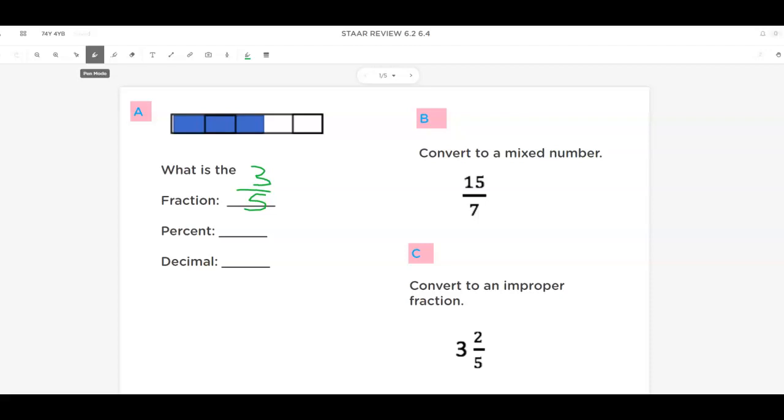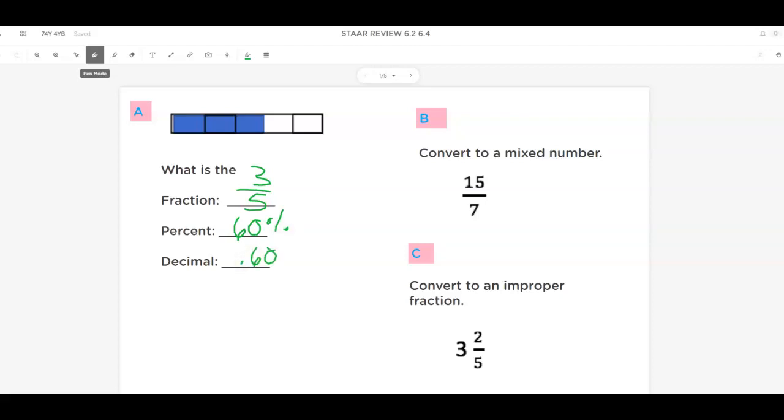Now, when you do fifths, I want you to think of your hand because you have 5 fingers. And you can count percents, decimals, all that on your hand. So each finger counts for 20%. 20, 40, 60, 80, 100. So if I have 3 out of 5, that's 20, 40, 60. So 3 out of 5 fingers is 60%. And a decimal is 0.6 or 0.60.